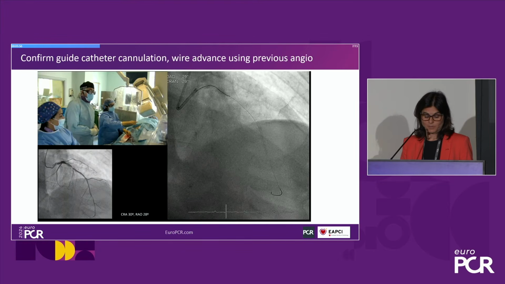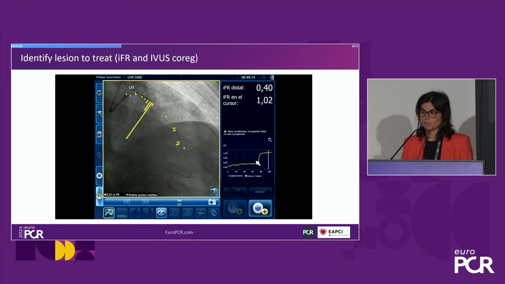So this is the setup for the case, and the first thing we have done here is guiding cannulation, and then use the previous images, the previous angiogram, to wire the vessel. And this is something that is quite easy to do if you have the previous images. The next thing we wanted to do in this LAD was trying to understand whether treating only the proximal lesion was enough to achieve a good result. So for this purpose, we performed iFR co-registration. And in this case, you can see this co-registration can be done with a wire without using any contrast.